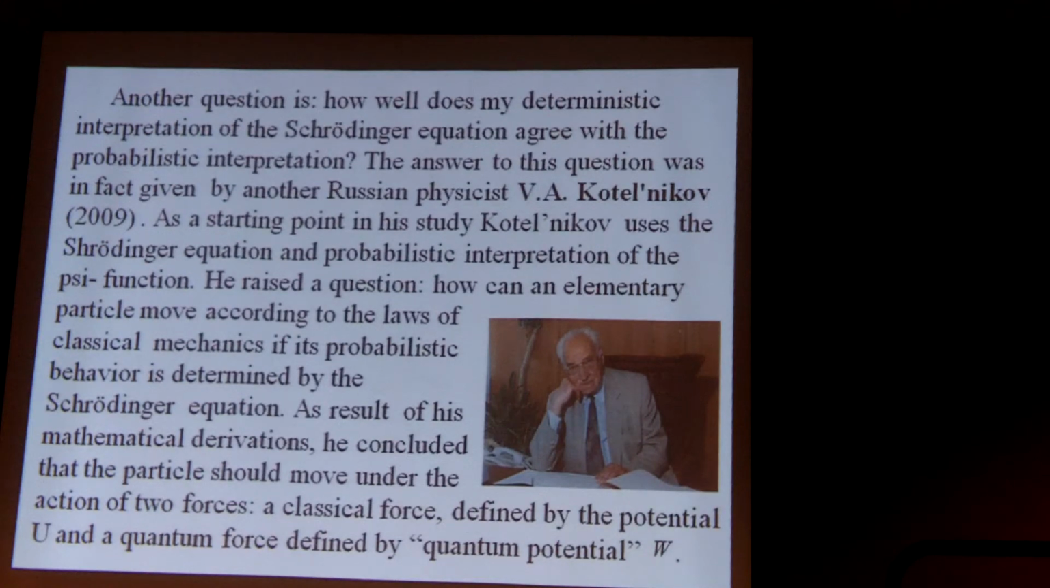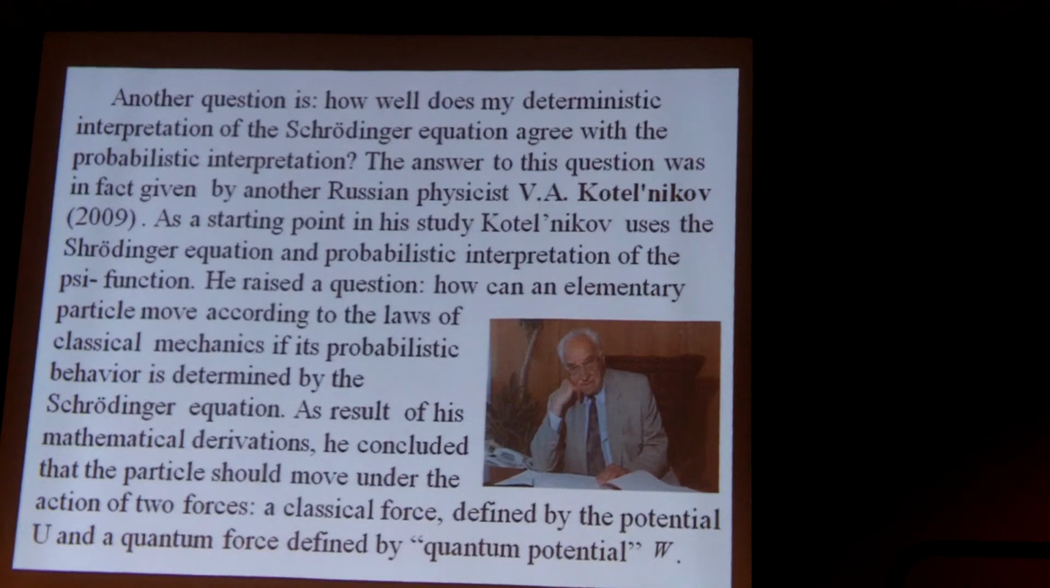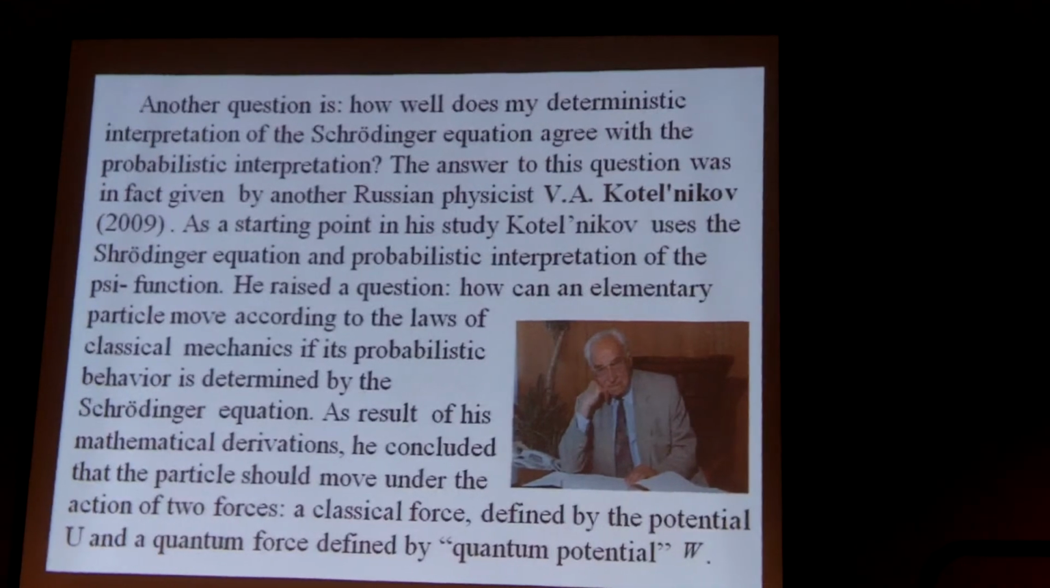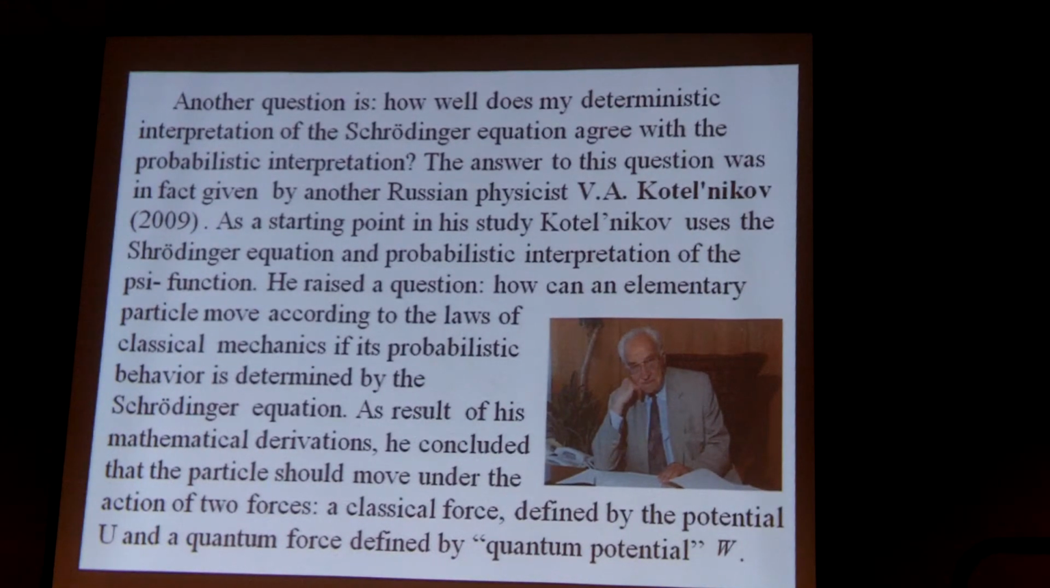Another question is, how well does my deterministic interpretation of the Schrodinger equation agree with the probabilistic interpretation? The answer to this question was in fact given by another Russian physicist, Kotel'nikov. As a starting point in his study, Kotel'nikov uses the Schrodinger equation and the probabilistic interpretation of the psi function. He raised the question: how can an elementary particle move according to the laws of classical mechanics if its probabilistic behavior is determined by the Schrodinger equation?